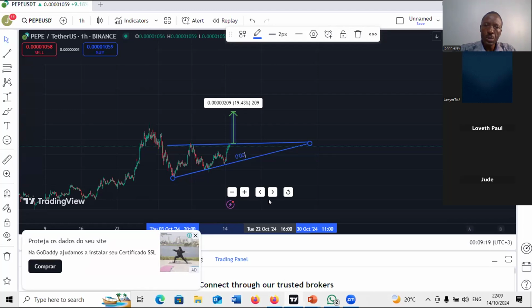My Pepe was 0.001048. So this was the value of Pepe at that time, and now it is 5.8. So 4.8, let's see where 4.8 was and how much has been achieved. This is possible because the value I got when I did the analysis was going to give me 16%. So 19%, it is achievable.